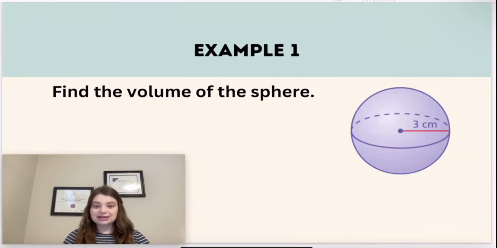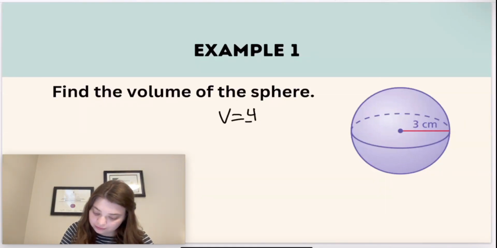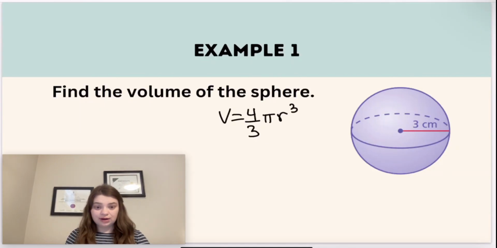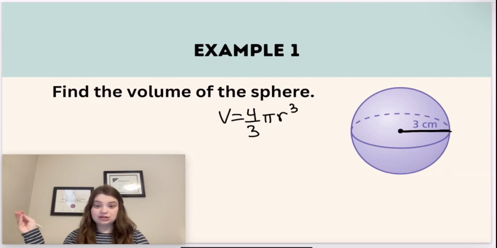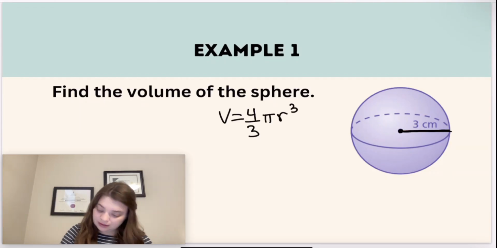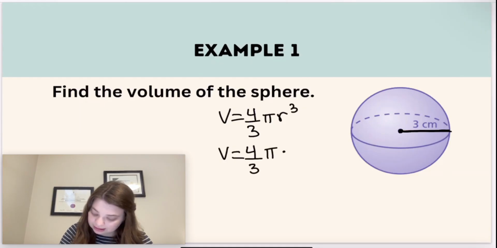So here's our first example. Find the volume of the sphere. In this case, we know that the volume of a sphere is equal to 4 over 3 pi r cubed. And in this case, r, the radius, is equal to 3, because the distance from the center of the sphere to the edge of the sphere is 3. So volume is equal to 4 over 3 pi times 3 cubed.